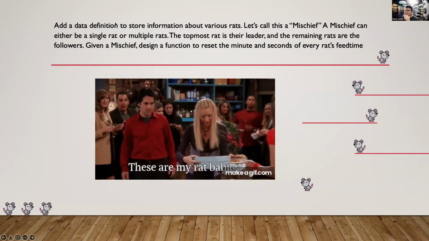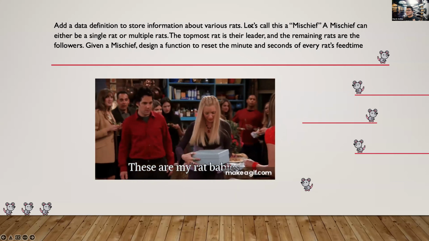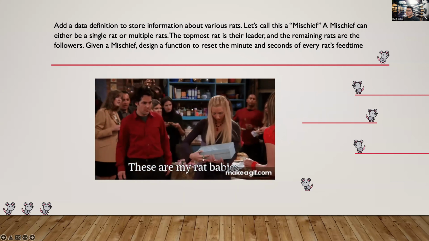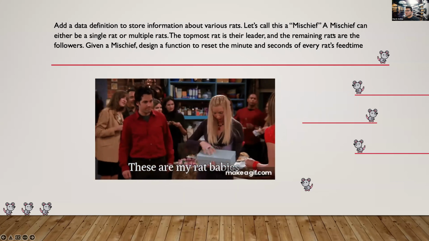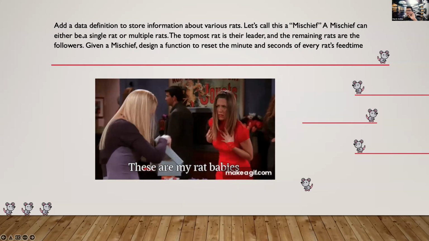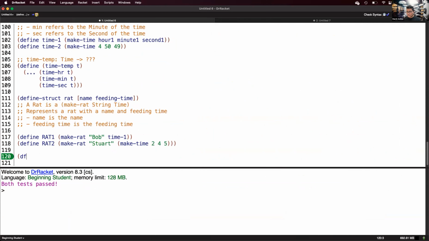Now, let's say we have to store information for multiple rats. So in this case, multiple rats would be called a mischief. A mischief can be either a single rat or multiple rats, and the topmost rat is their leader and the remaining rats are the followers. So that's essentially the data that we are designing. In this case, we would need a structure. We would define a struct mischief that has the top, or I'm going to call it the leader, and the followers.